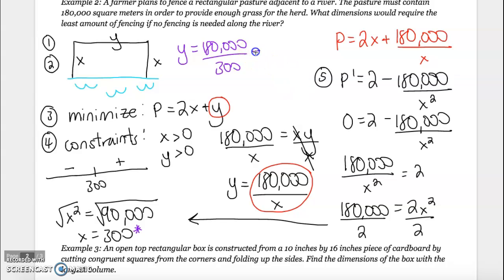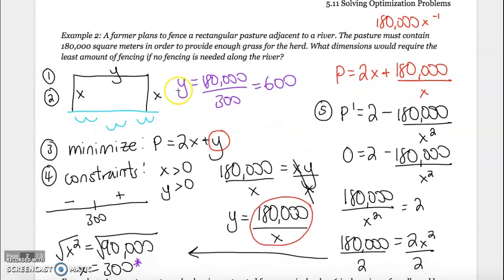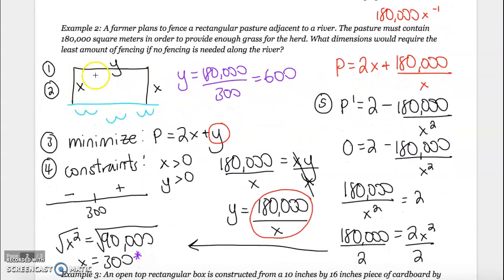That would give me 600. So my final answer to what dimensions would require the least amount of fencing is a 300 by 600 rectangle. So a 300 meter by 600 meter rectangle. Awesome.